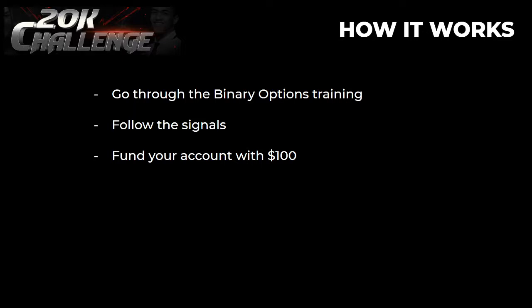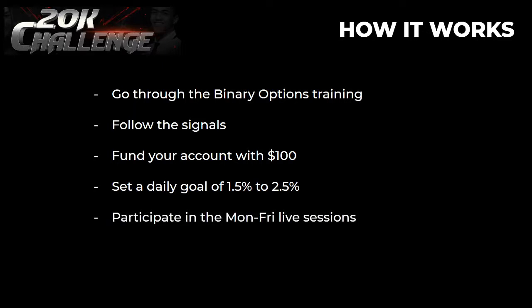Then you have to fund your account with $100. It's your account, it's with the broker, and you have complete control. It's your $100. And then set a daily goal of 1.5% to 2.5%. Why 2.5? Because some days, if you take 3 signals, then you're going to make 2.5%. So you can actually earn more than 1.5%, and averaging out with the days that you might lose, the idea is to keep an average of 1.5% a day. And then participate in the Monday through Friday live sessions.